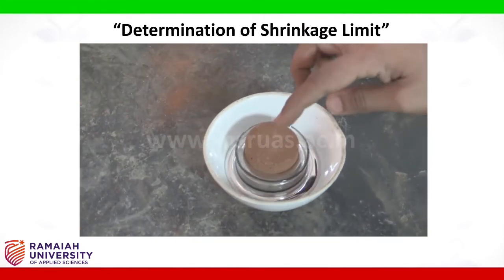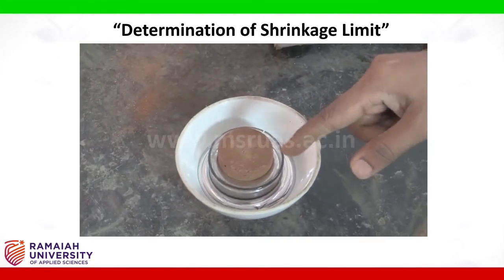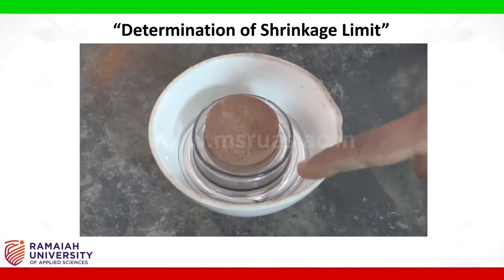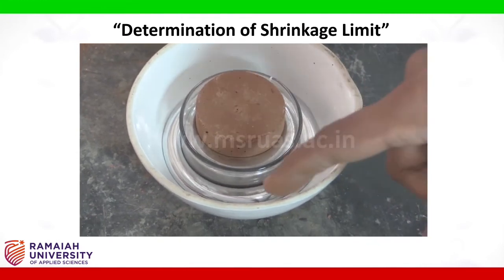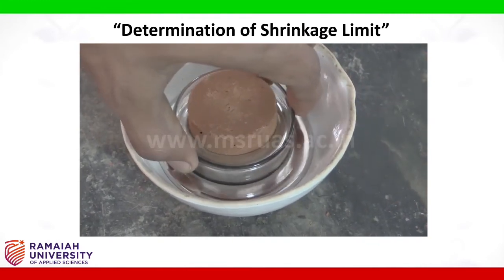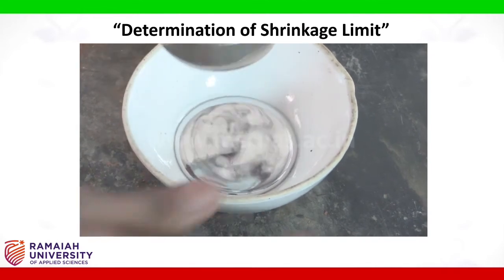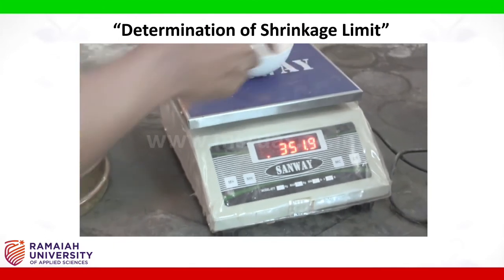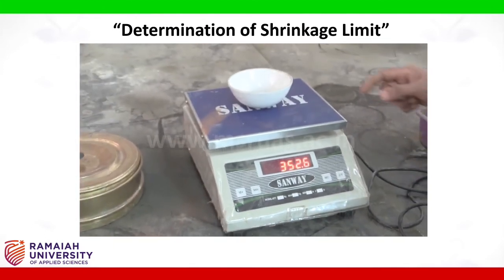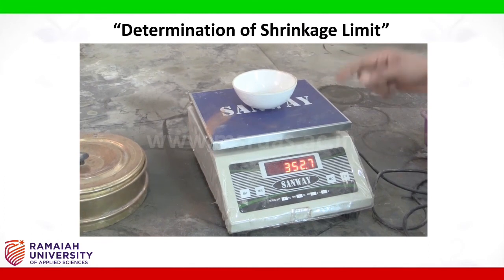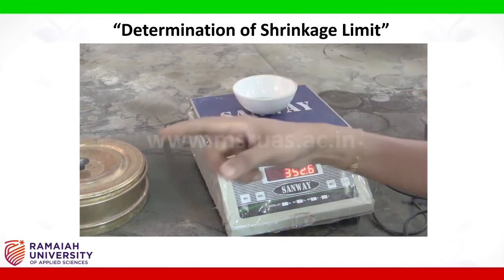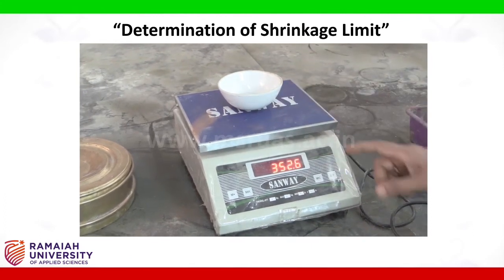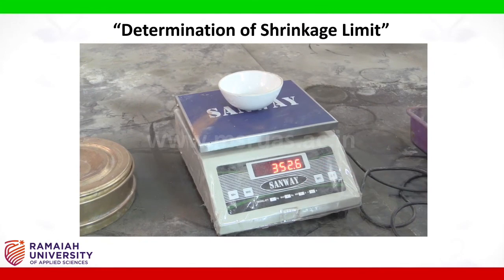Now the volume equal to the volume of the dry pat has spilled into the porcelain dish. Now we will weigh the mercury which is collected in the porcelain dish. Now the weight of the mercury divided by the density of the mercury is going to give you the volume of the dry pat, and that finishes the experiment.